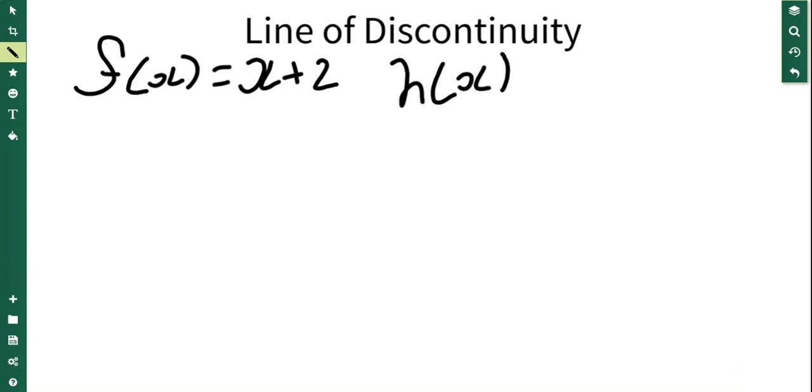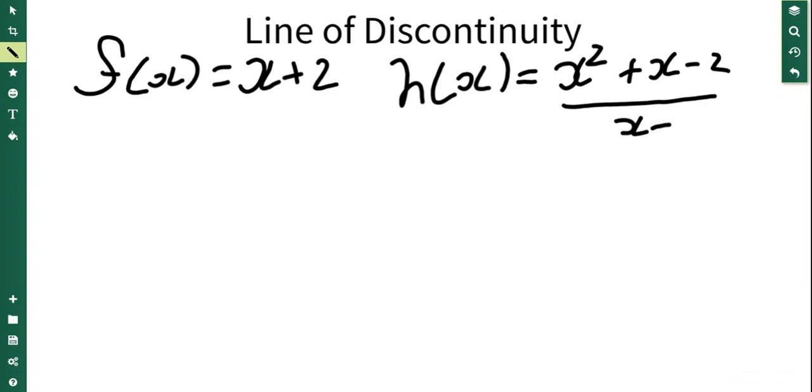This one's a bit more complicated. It's going to be equal to x squared plus x minus 2 all over x minus 1. So to start off with, let's draw out the first function f of x.